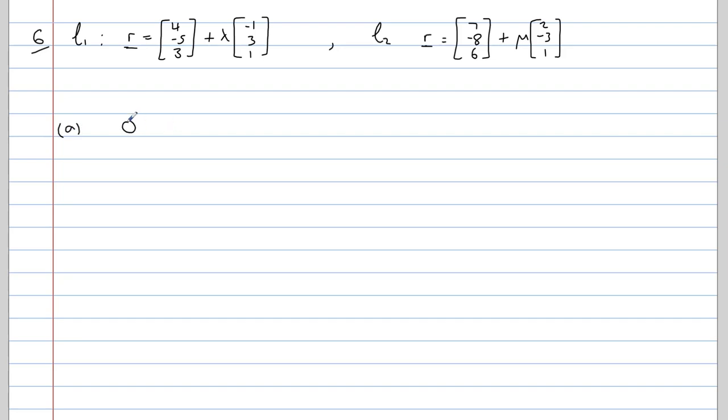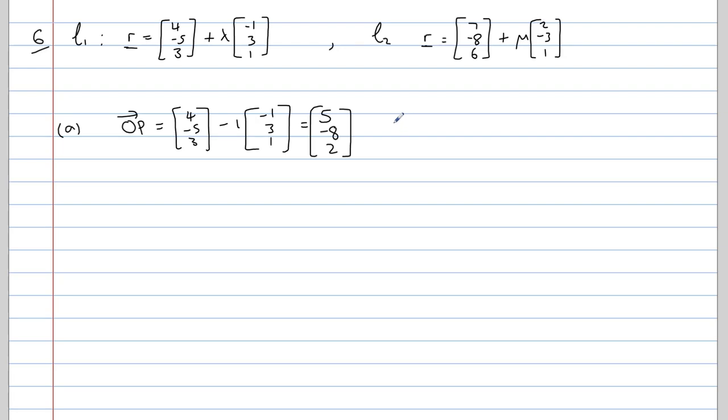So to find the vector OP, we're going to use this equation here with lambda as -1. So we have 4 minus 1 lot of -1, that's 5. -5 minus 3 is -8. And 3 minus 1 is 2.